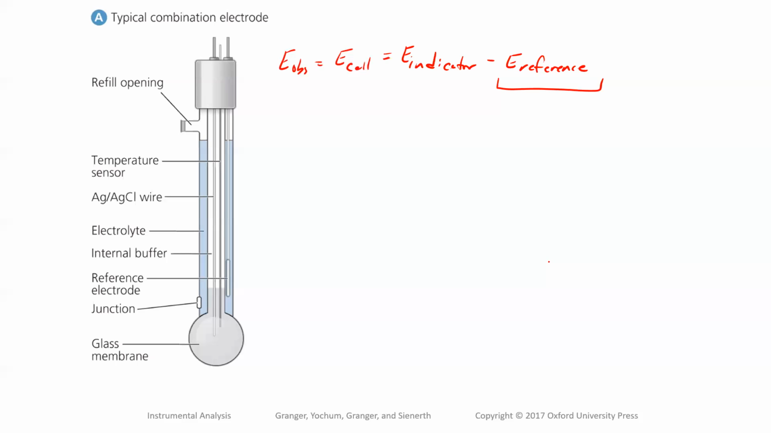And so in reality, the standard hydrogen electrode is kind of a lousy electrode to use as a reference. Almost always, we use a silver chloride reference electrode, which, just for your own information, has an E naught of positive 222 volts.